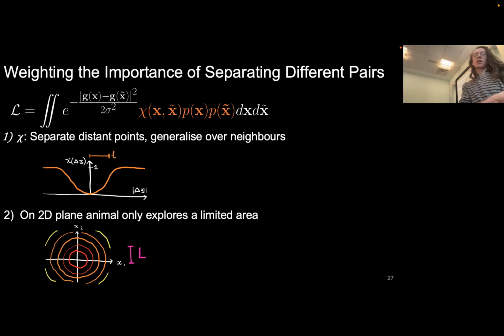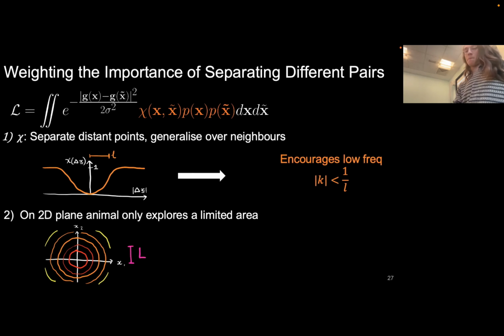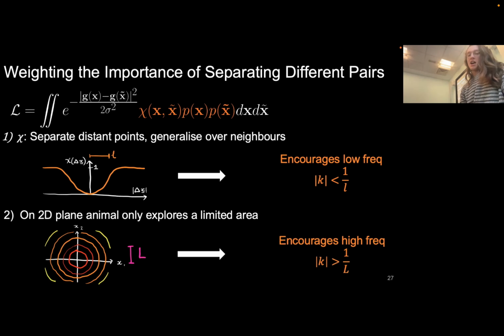So these two terms will have two different effects on which frequencies you should choose to put in your code. The first term encourages low frequencies, because low frequencies are the ones that are roughly similar for points within length scale little l, but vary once you go beyond little l. So they're good at separating not neighbors, but distant points. The other one pushes you the other way and encourages you to have high frequencies, because you want to make sure that within the length scale you're actually going to explore, capital L, your code actually oscillates, actually changes. So you need to have a higher frequency than 1 over big L.